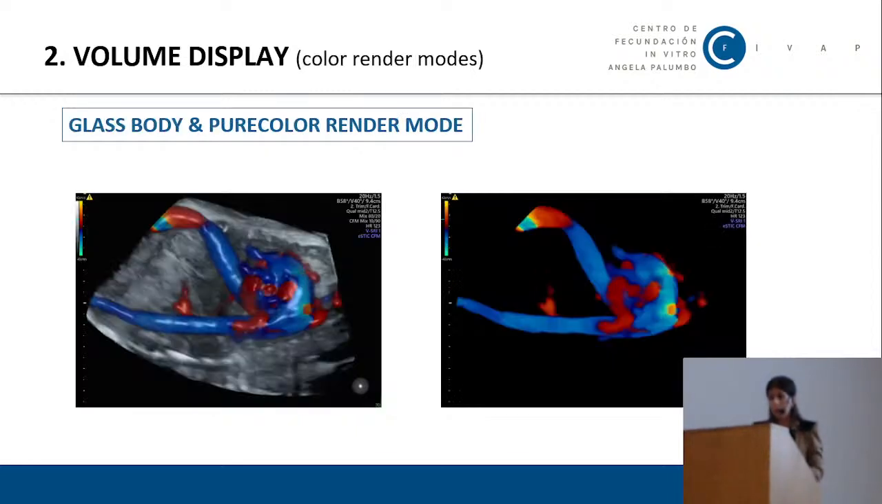This volume display can be also performed with color render modes. Here we have glass body and pure color render mode. In the glass body render mode, it combines color and gray values. However, if we want to isolate just the vessels, we can just display the pure color render mode, and it shows only the color information of the color Doppler signal.